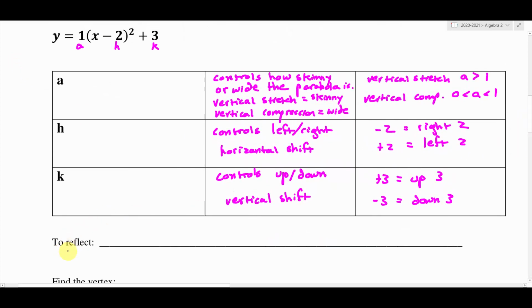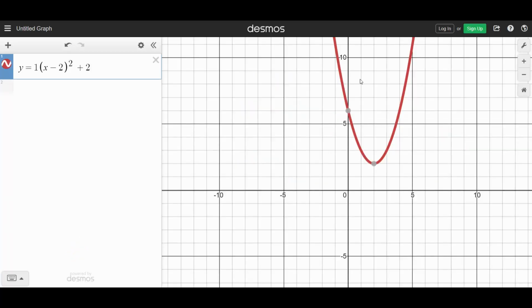Now it says to reflect. So when we reflect something, that means we're flipping it over, and we're going to flip it over the x-axis. So I'm going to go back to Desmos here. Okay, so notice how my parabola opens upward right now. I want to figure out a way to flip it over so that it opens downwards like this. Okay, so I want it to go downwards.